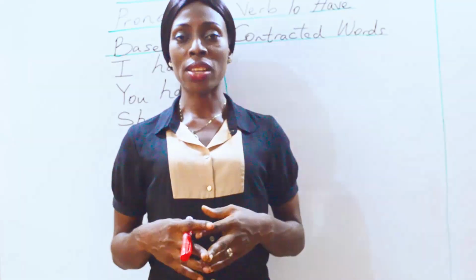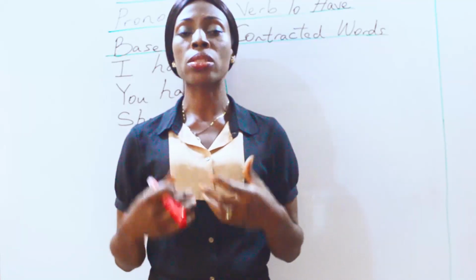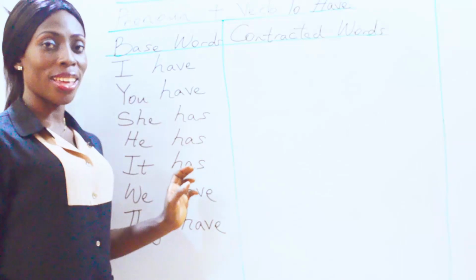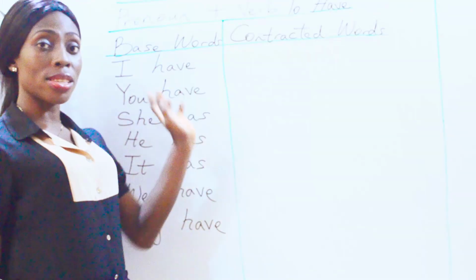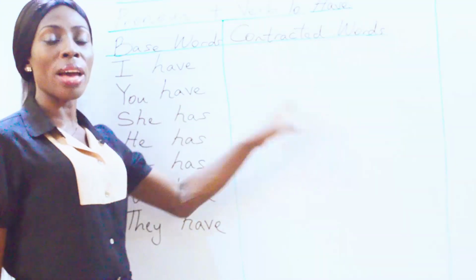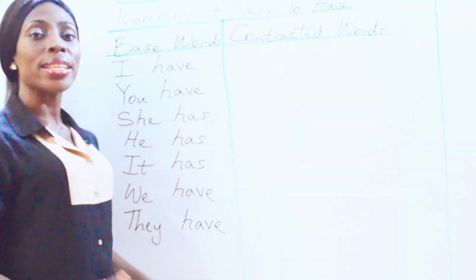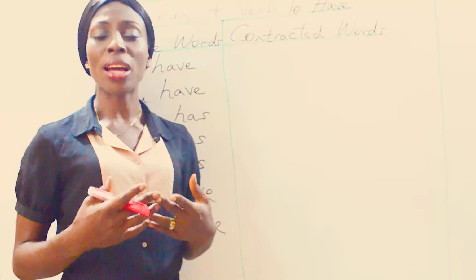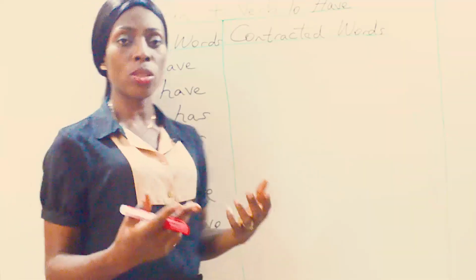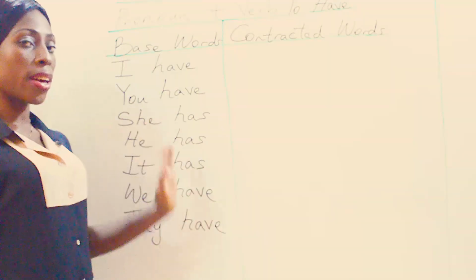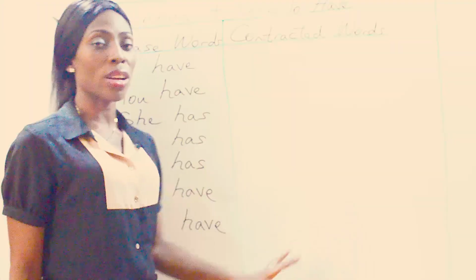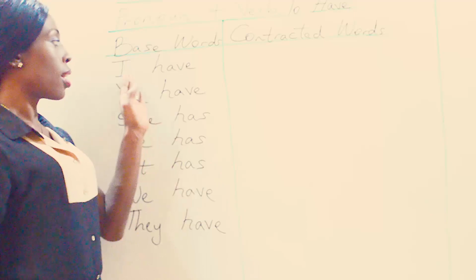Today's lesson on contractions is the pronoun plus the verb to have. So we have our base words here, then we're going to contract these base words. So we have the base words and the contracted words. Let's do them together. Don't forget, contractions are shortened words that use an apostrophe to turn two words into one. So we have two words here, the base words, and we're going to shorten them and make them into their contracted forms. Okay, let's begin.